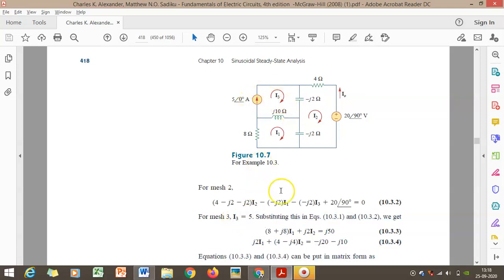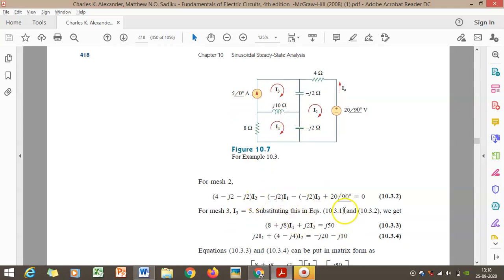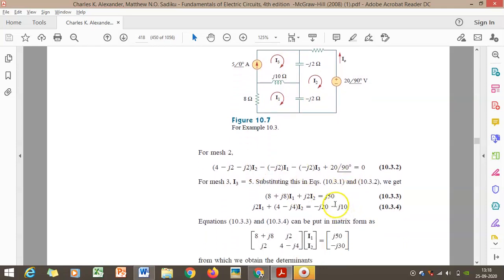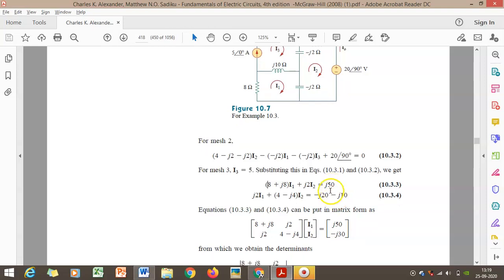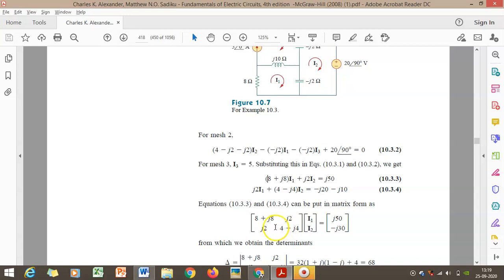Substituting this I3 value in the second and the first equations, we will get I2 and I1. That is what is found here. For that they have substituted I3 equal to 5 in the previous two equations. So we have got these two equations. Reshuffling, we will get terms in I1 and I2. What they are going to do is use Cramer's rule here. So what are the terms of I1 and I2?